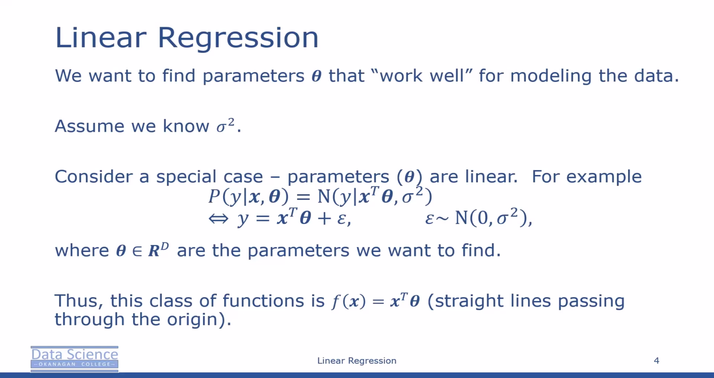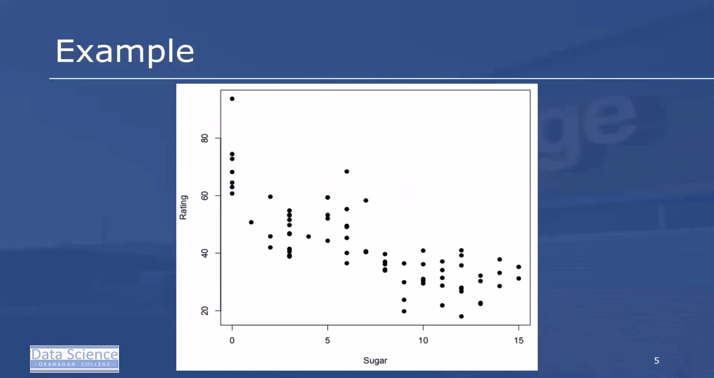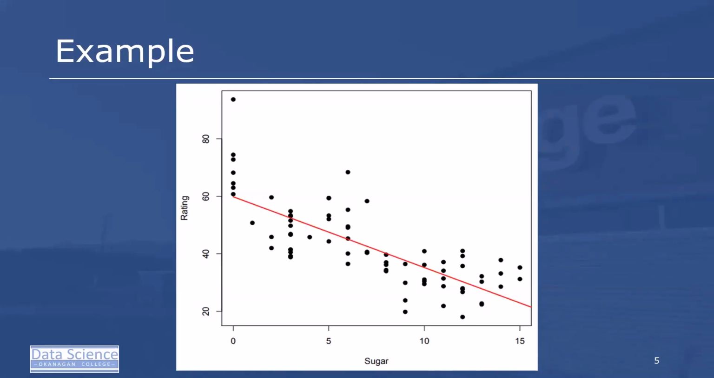This class of functions, f of x equals x transpose theta, is a class of straight lines passing through the origin. Here's an example. The graph illustrates the relationship between the amount of sugar in a candy and the rating of a candy. We model it with a straight line. If observations sat directly on the line, we would say that the model is deterministic. Essentially, there is no noise.